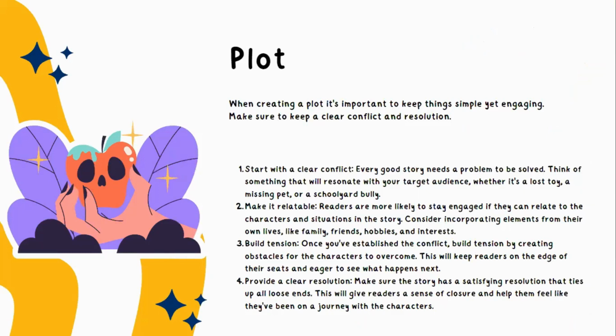The plot. When creating a plot, it's important to keep things simple yet engaging. Always remember that the plot is the main part. Okay, the main part. So you should start with a clear conflict. Every good story needs a problem to be solved.